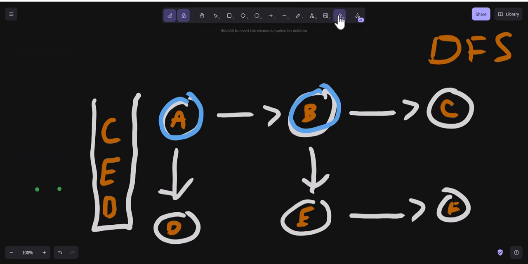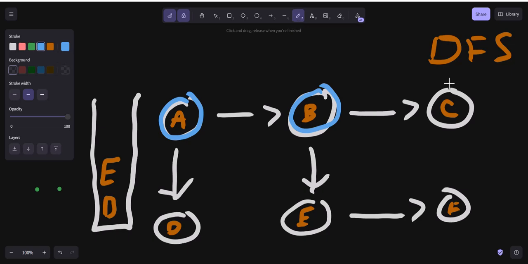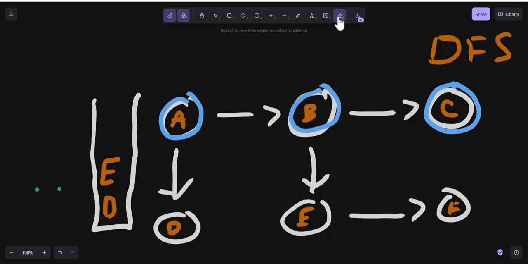C is at the top of the stack, so we're going to pop it off. And C doesn't have any neighbors, so all we're going to do is mark it as visited. Like, we've been here, awesome, great, we had a great time. The thing on the top of the stack now is E. All right, so we're going to pop that off. And does E have any neighbors? Yes, it does. It has F.